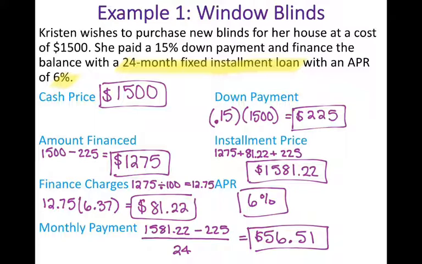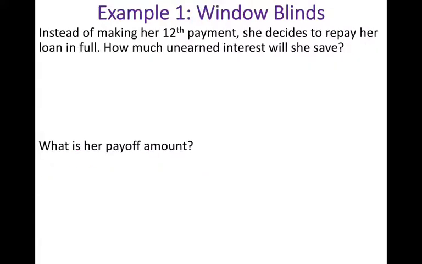So what I'm going to do next is continue the problem with another type of scenario. It says instead of making her 12th payment, she decides to repay her loan in full. How much unearned interest will she save? When she ends up paying off her loan early, she's going to be saving interest because she's not going to have to pay the extra interest that she would accrue had she continued to make those monthly payments.